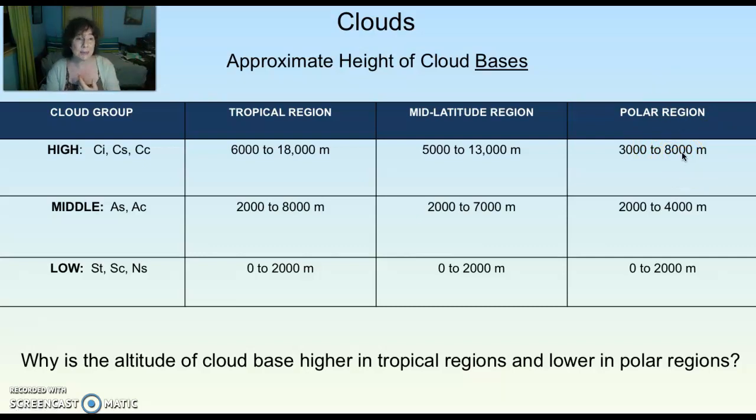Much like the assignment that I gave to you, the stratosphere is going to be higher in the tropical regions. So much warm air in the atmosphere. The stratosphere is going to be lower in the polar regions. Not as much warm air in those areas to lift up the stratosphere.